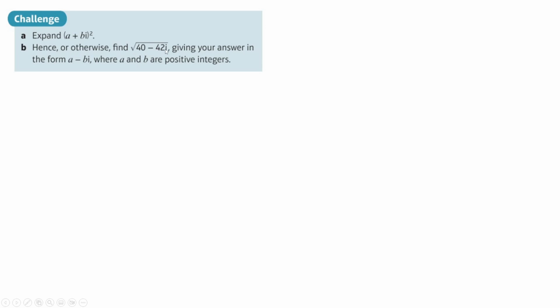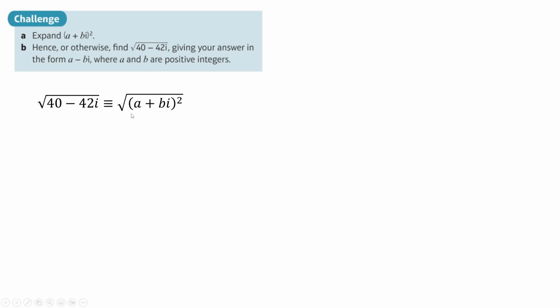Hence or otherwise find this, and you want it in this form here. What this is hinting at is we want to use the idea from this in this, right? So what I'm guessing is that we're going to be able to write this 40 minus 42i in this form here, so that the squares and square root cancel. Now, I have done a question like this in my grade 9 plus paper. So if you've seen that, then you'll definitely know how to do this.